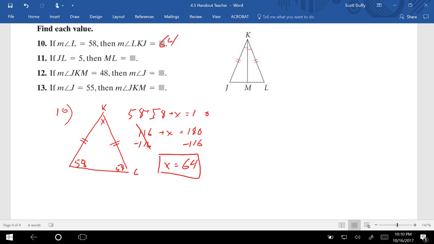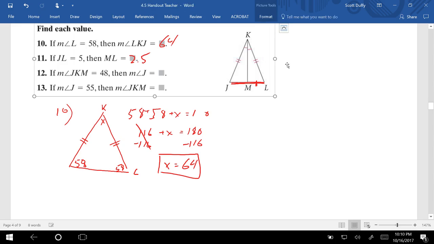JL equals 5, ML, so JL is the whole thing. ML is going to be half, so that's 2.5. Easy, because the angle bisector of an isosceles triangle is the perpendicular bisector of this opposite side. JKM is 48.